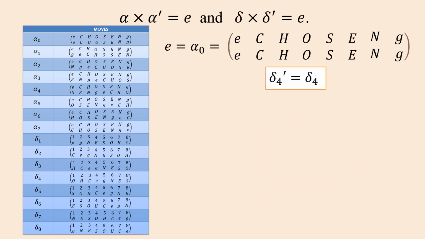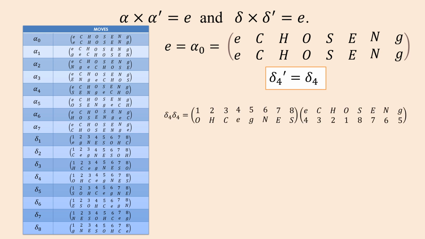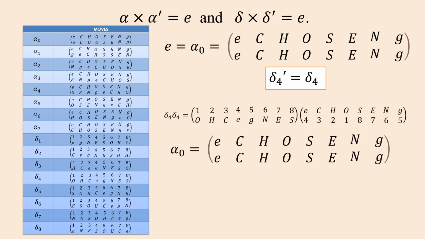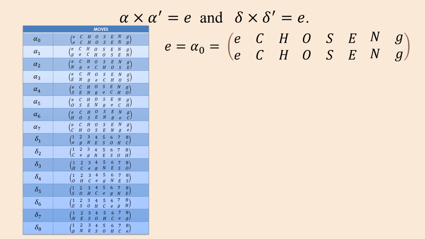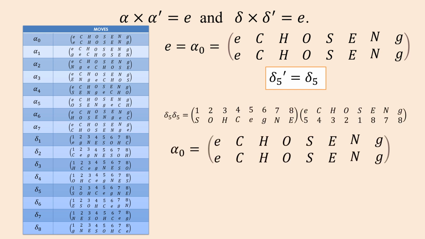Next, we have the delta sub 4. The inverse of delta sub 4 is itself, since when we perform permutation multiplication, we will get its identity element. Therefore, it is true that the inverse of delta sub 4 is delta sub 4. Next, delta sub 5. We also get the identity element when you operate delta sub 5, delta sub 5. Therefore, the inverse of delta sub 5 is delta sub 5.